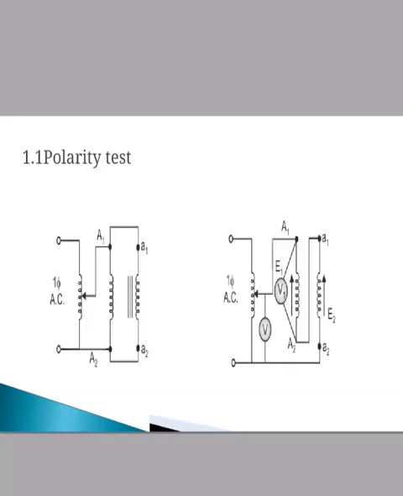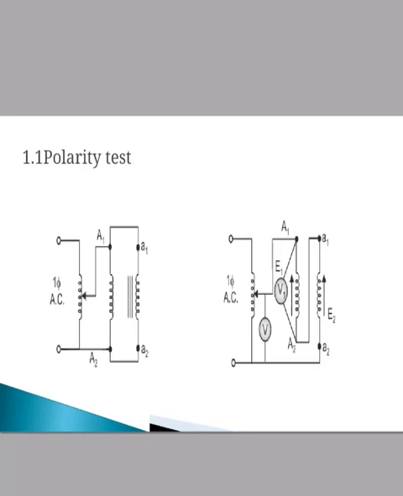Then we conduct a simple test on a single phase transformer. Let the single phase transformer have voltage 230 volt to 115 volt connected to the single phase supply. The primary terminals are marked capital A1, capital A2, and the secondary terminals are marked small a1, small a2. The terminals capital A1 and small a1 are shorted by a low resistance loop as shown in the figure, and the voltmeter is connected across the terminals capital A2 and small a2.